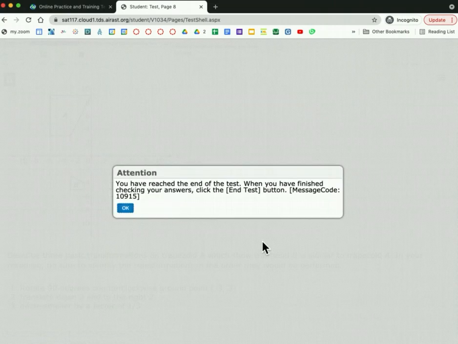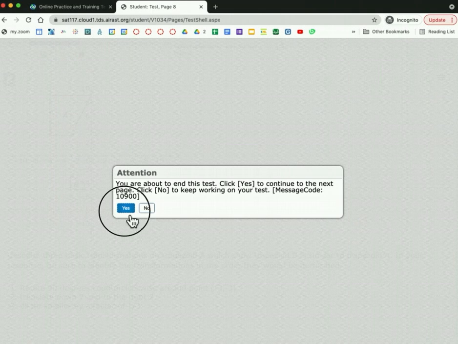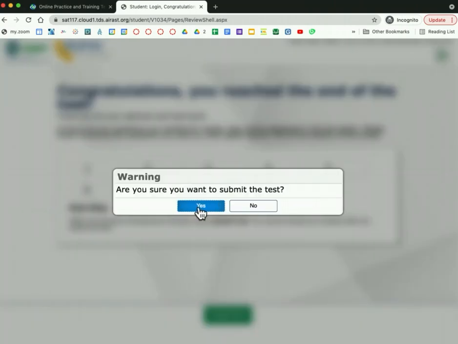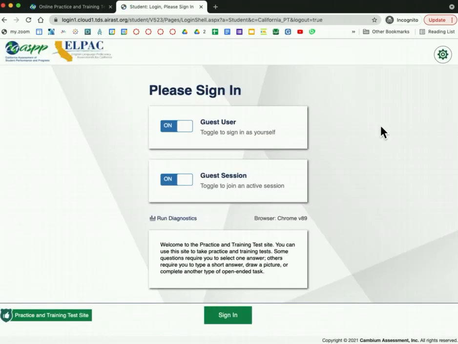It'll say, next, you've reached the end of the test. Woohoo. Press OK. And then you're going to go ahead and press end test. You say yes. And that's it. It'll say you have 1 through 8. You can press submit. On the day of the test, this is what you'll do. And you'll see test summary, and it'll say that you are all done. And that's it. You'll log out. And you're good to go.